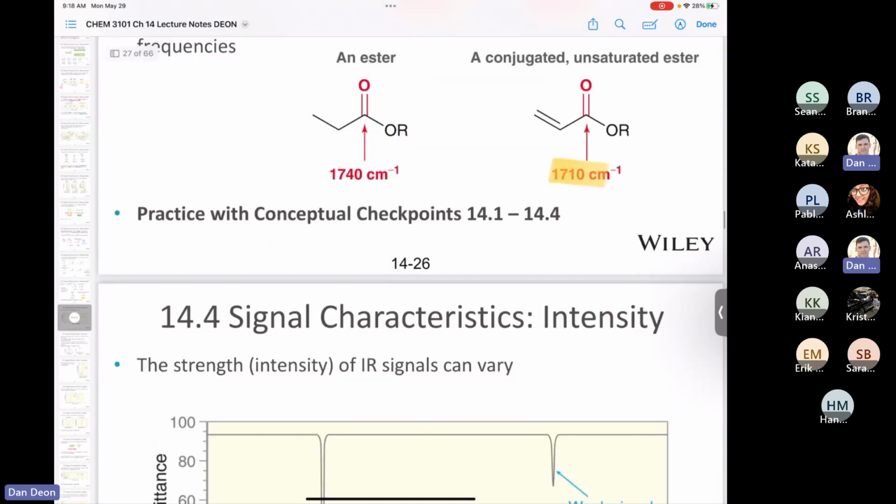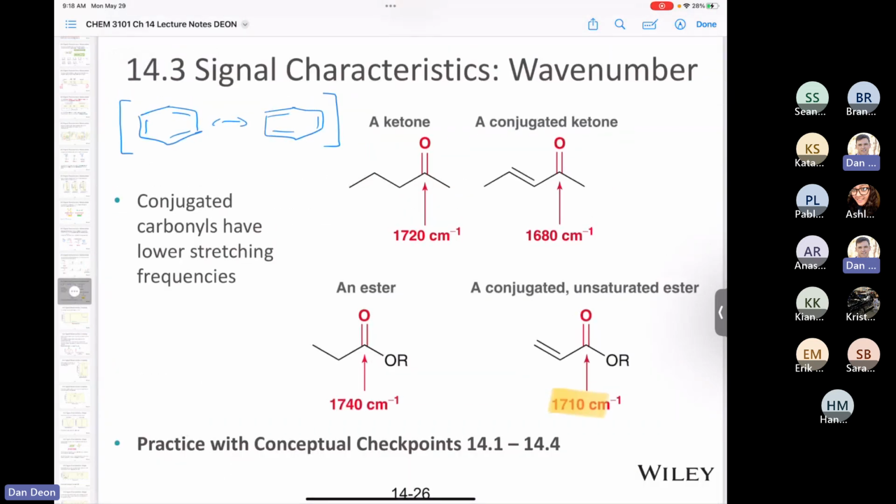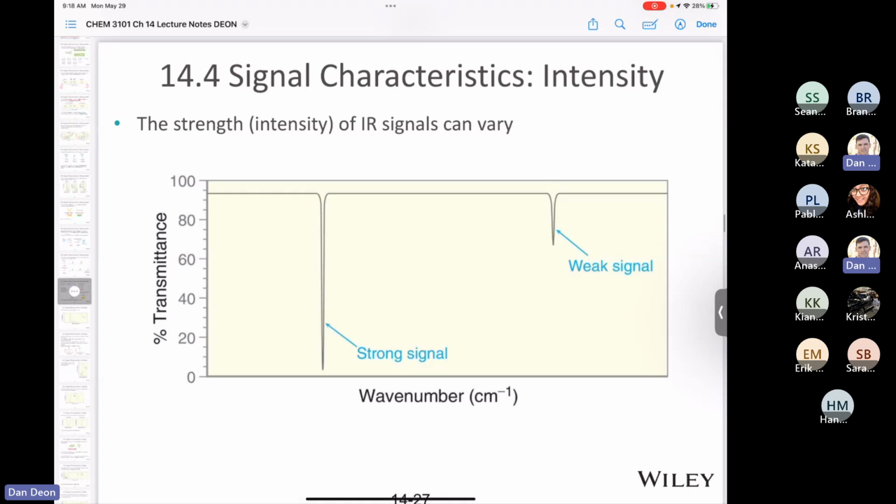We were kind of here, right? We said if you have a conjugated ketone or a conjugated ester, the carbonyl is going to absorb at a lower wave number than if you have one that is not conjugated. And so the next characteristic that I'm going to look at is intensity.